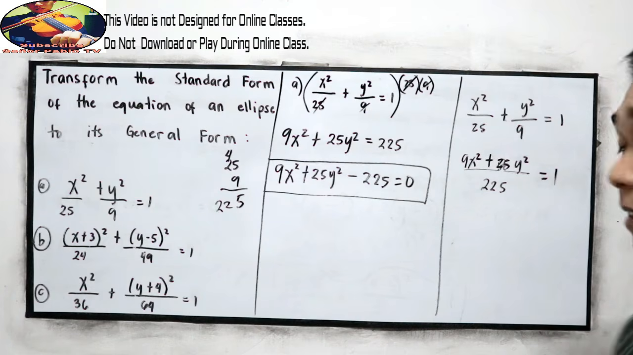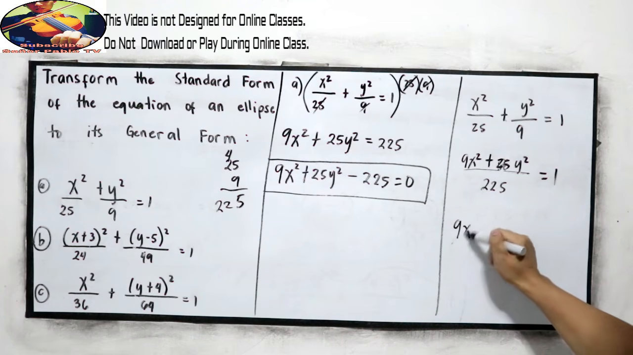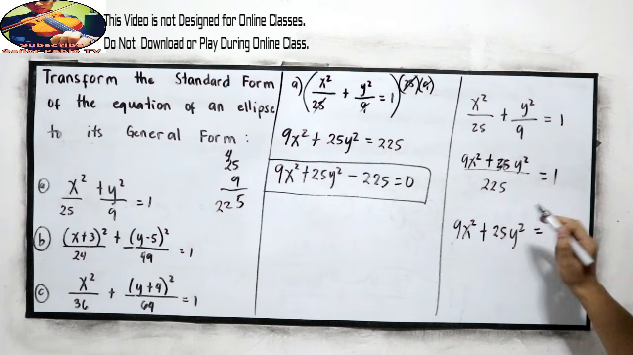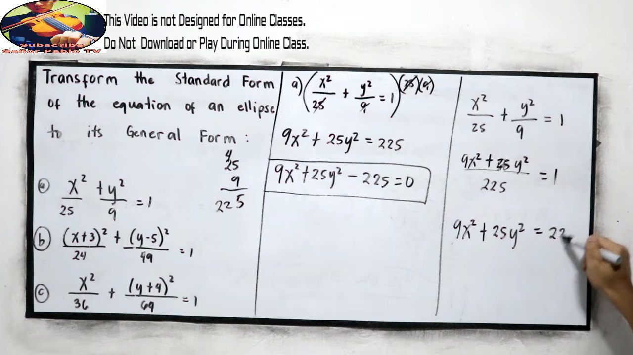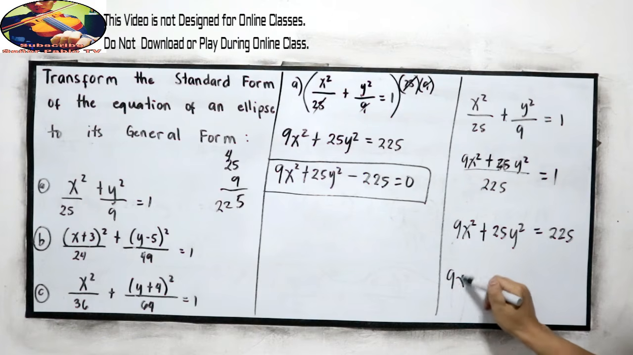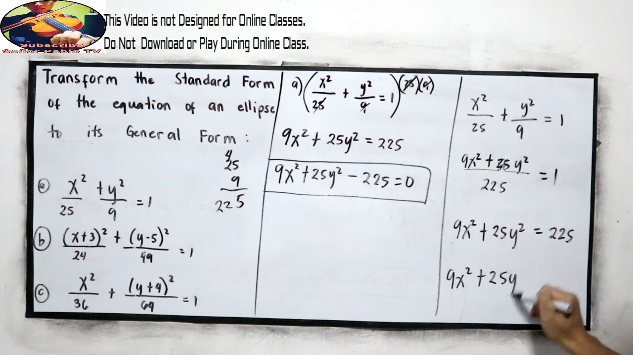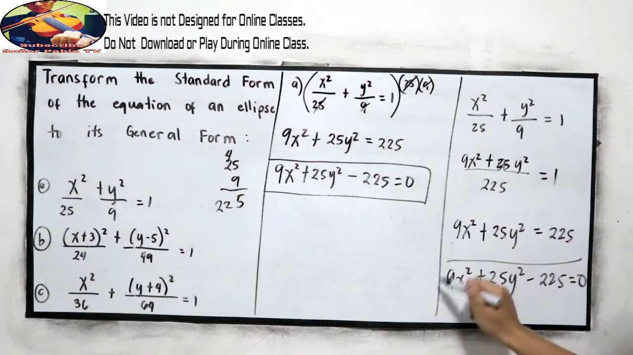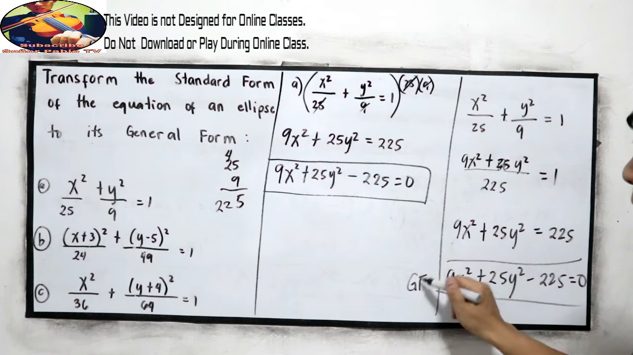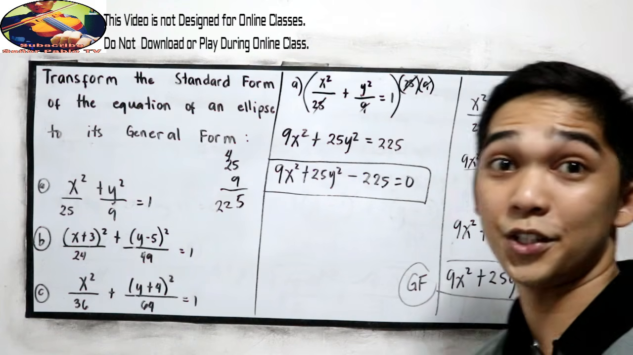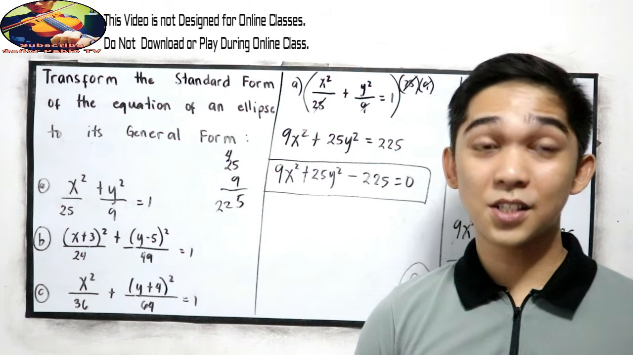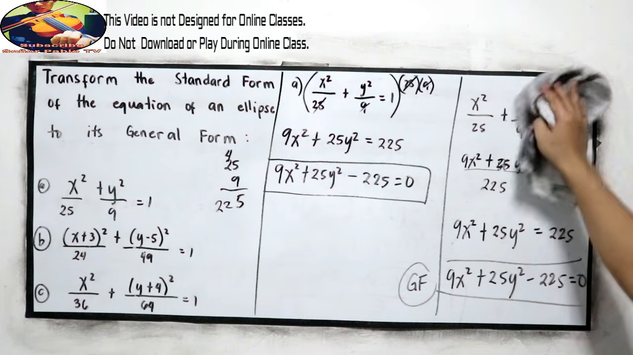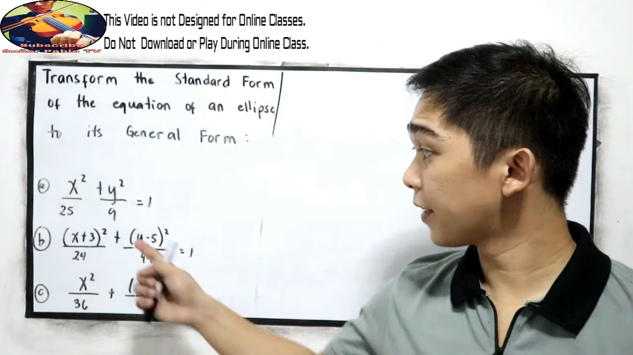Now, cross multiply. We have 9x squared plus 25y squared is equal to 225 times 1, 225. So 9x squared plus 25y squared minus 225 is equal to 0. This is now our general form. Now, let's try letter B.